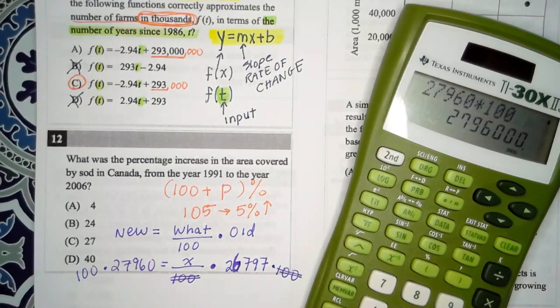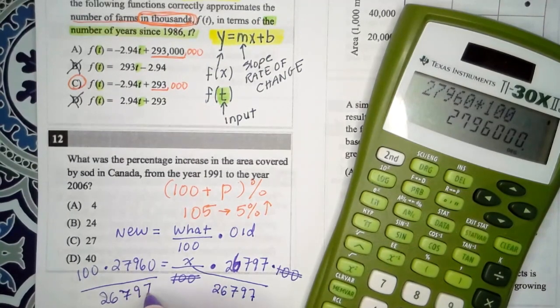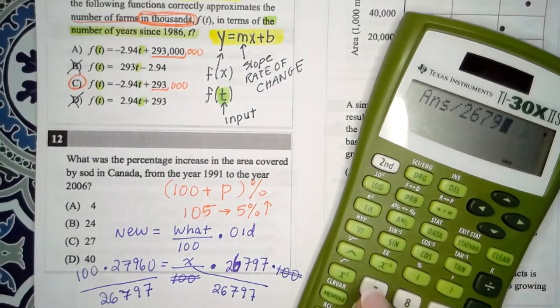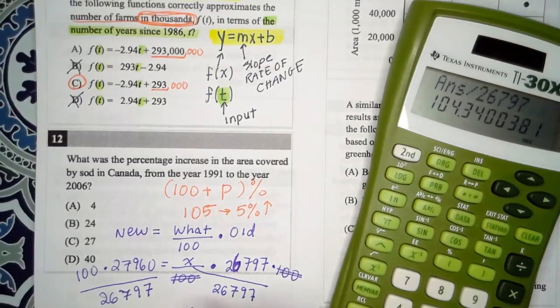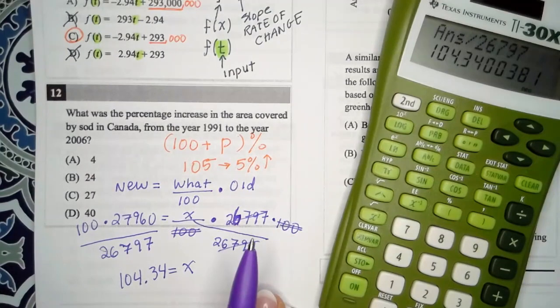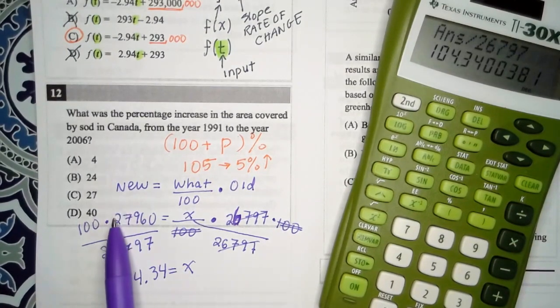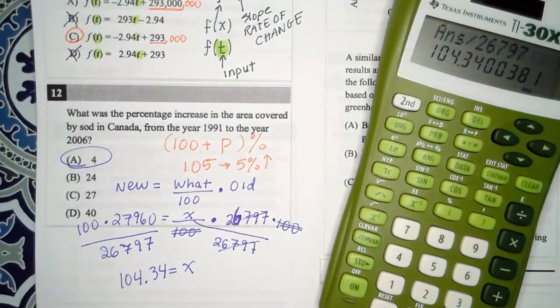What do I do next? Then you divide by 26,797. Good. Divide by 26,797 equals, and we get this number over here on our screen, 104.34. So x is alone now, x equals 104.34. If that's the number that went above 100, to have a percent increase, it's what you add to the 100 for your answer. So what percent did we increase? 4% increase. We just round to the best answer, 4% increase.